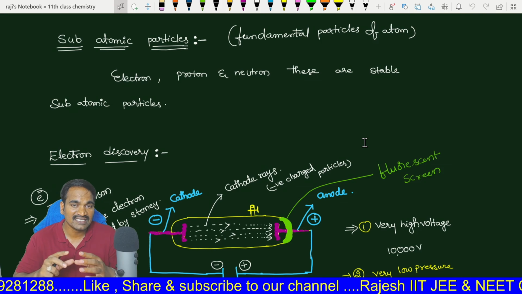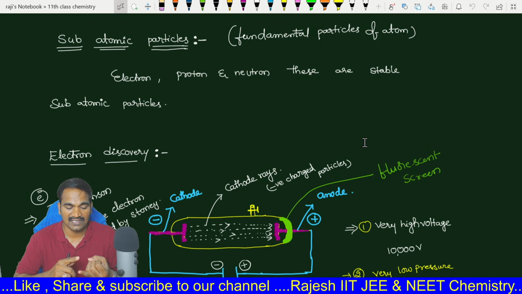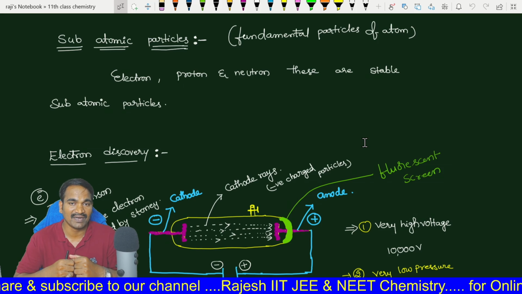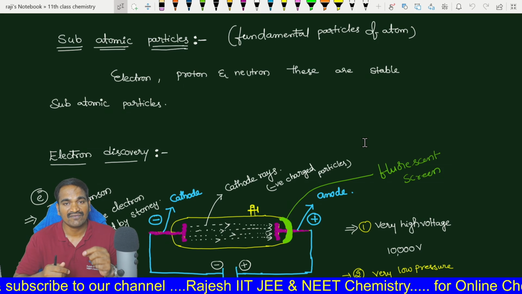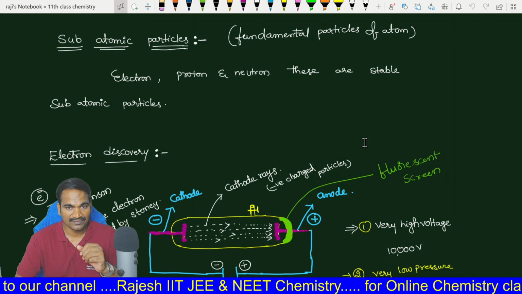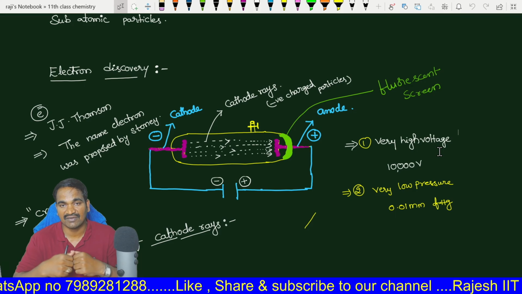There are many subatomic particles. Among those subatomic particles, the stable subatomic particles are electron, proton and neutron. These are stable subatomic particles. Of these three, first we are going to focus on the discovery of electron. We need to focus first on the equipment which we are using.